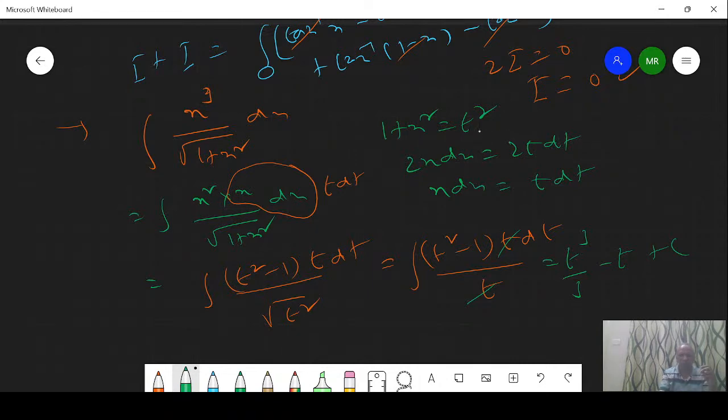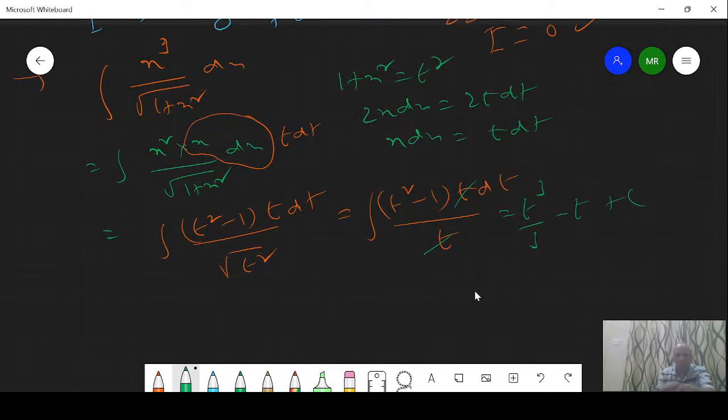But we know t square is 1 plus x square. T means root of 1 plus x square. We got t cube by 3, so I can write 1 by 3. T cube means t is root of 1 plus x square, so I can write 1 plus x square whole power 3 by 2, minus t, which is root of 1 plus x square, plus constant.